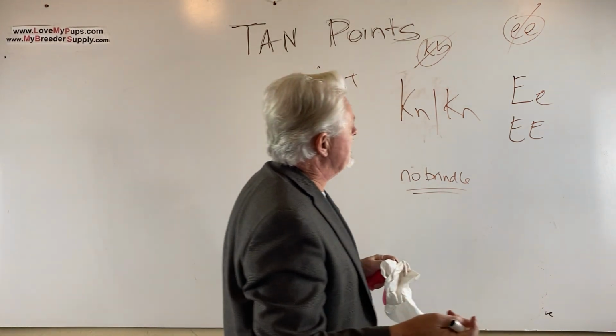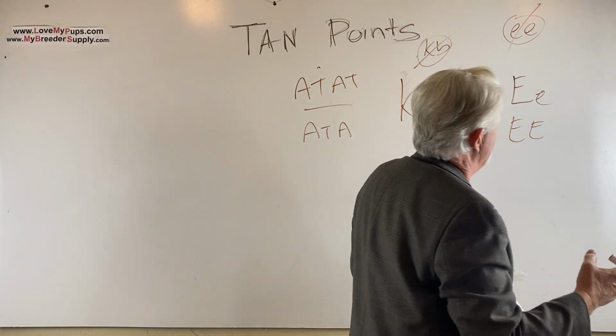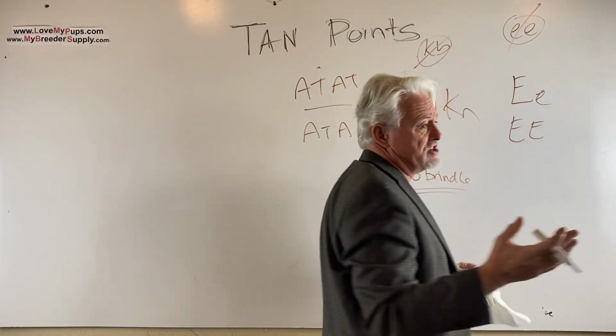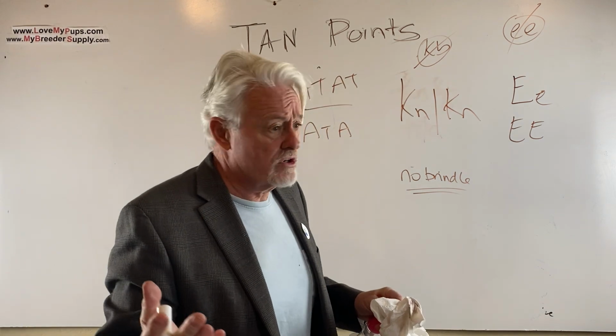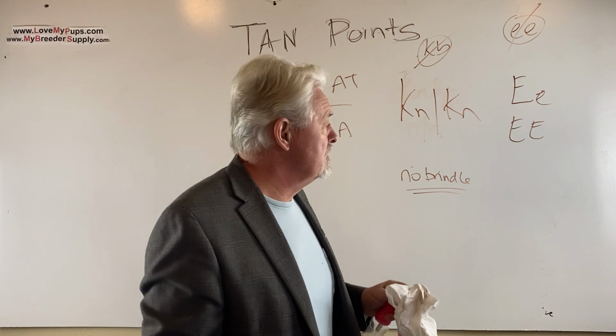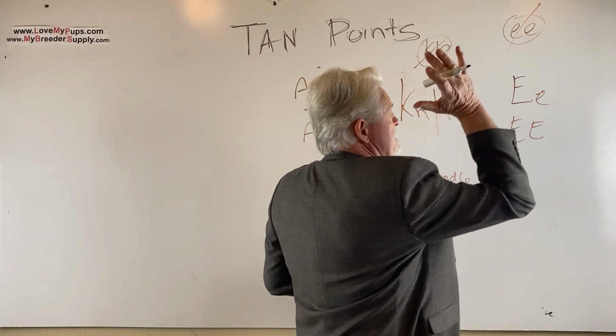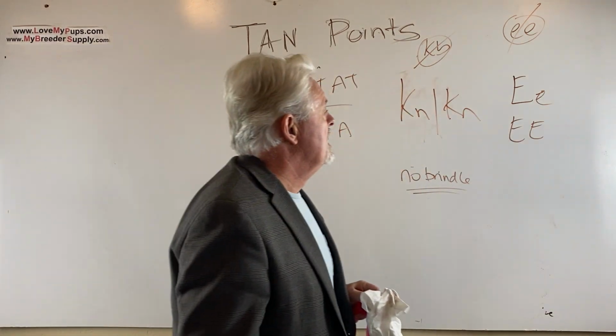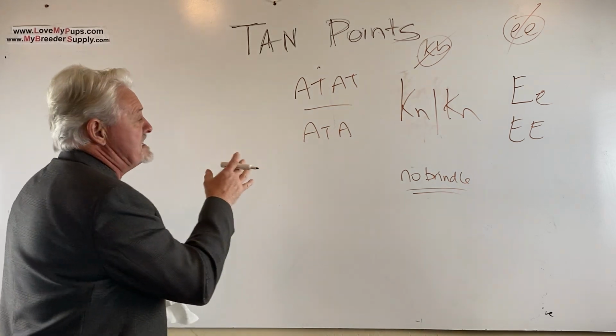Now, let's keep on going here. What about some of the other genes here that aren't particularly relevant to this? The fluffy gene. Sure, you can have a fluffy tan-pointed dog. A merle dog. Sure, you can have a merle tan points. So I'm not even going to mess with those because it doesn't affect the tan points.